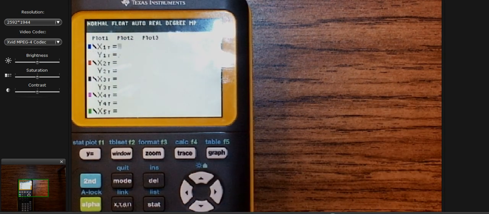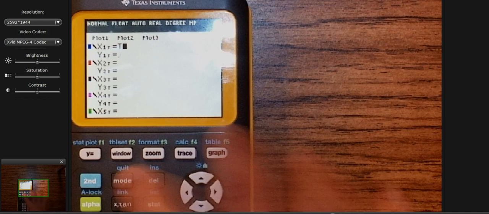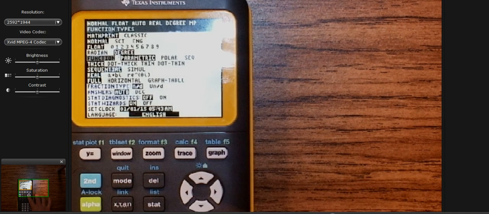So we are going to deal with this. Now, when you hit the xt theta n button, instead of it giving you an x, it's going to give you a t. Now, just so you are able to do your homework, if you're catching up on things, go back to mode and switch it back to function so you can go back to what you know and love, and then we will do the parametrics tomorrow.